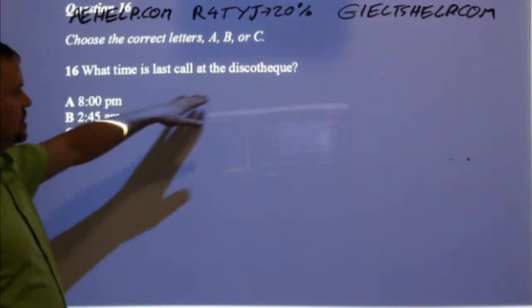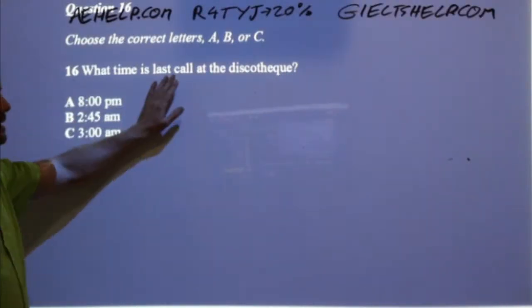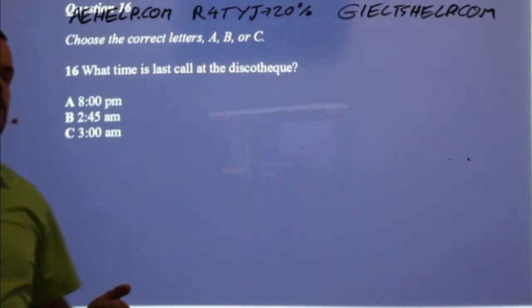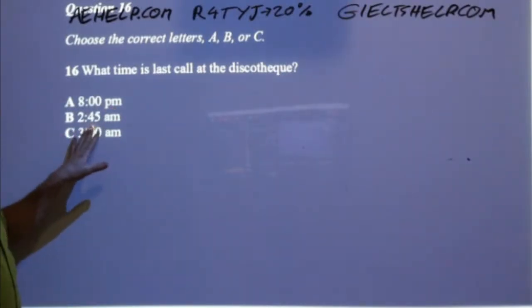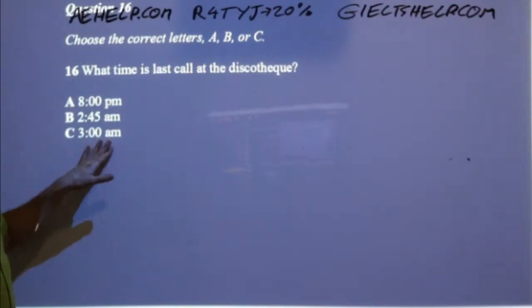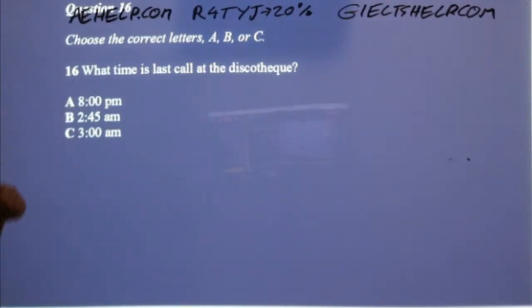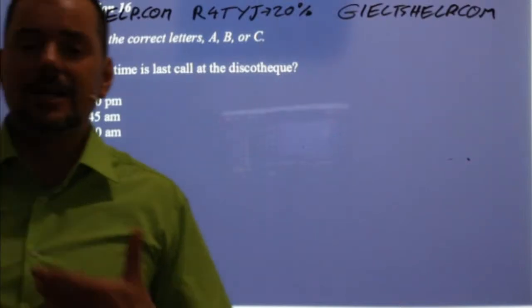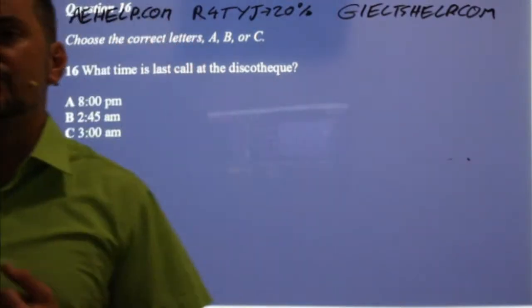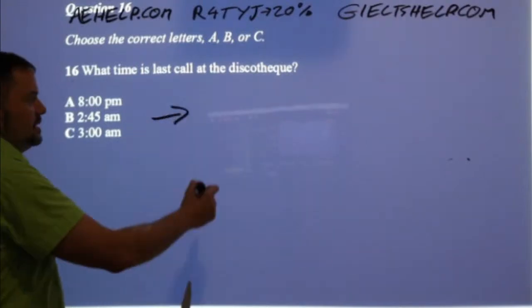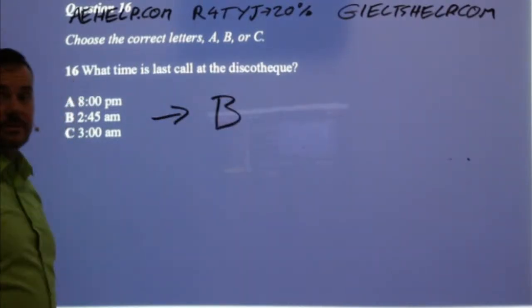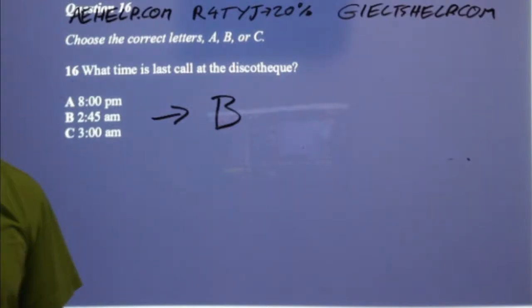What time is the last call of the discotheque? Last call means the last chance to buy alcohol. So is it at 8 p.m., 2:45 a.m., or 3 a.m.? Again, you have to choose the letter A, B, or C. So when is the last chance for people in the nightclub, in the disco, to buy a drink? Is it A, B, or C? Hopefully you got the right answer here. The answer was, again, a lot of B's in this one. It was B. Okay, so B was the correct answer.